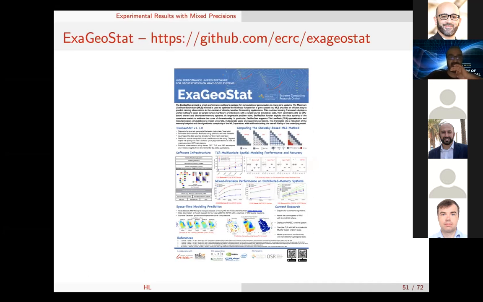ExaGeoStat, this is yet another work that we do with the computational statistics group at KAUST, led by Marc Genton and Ying Sun.